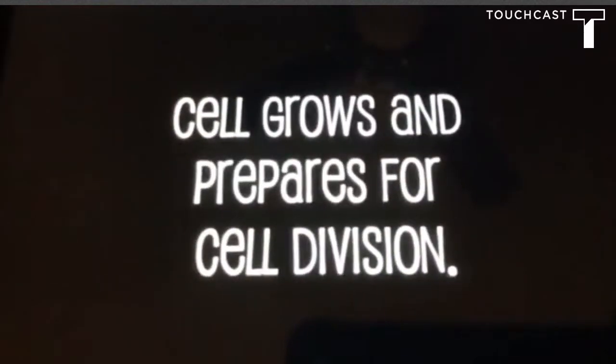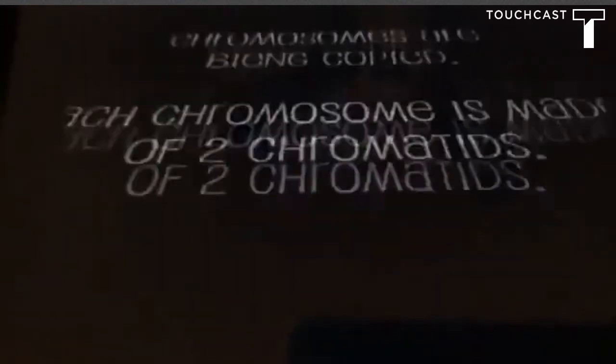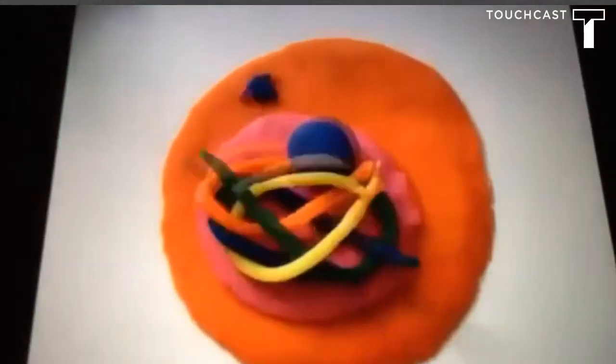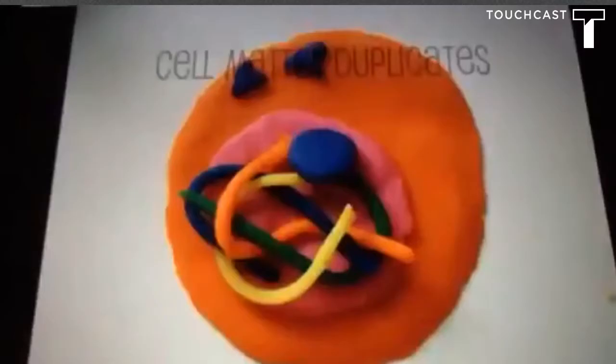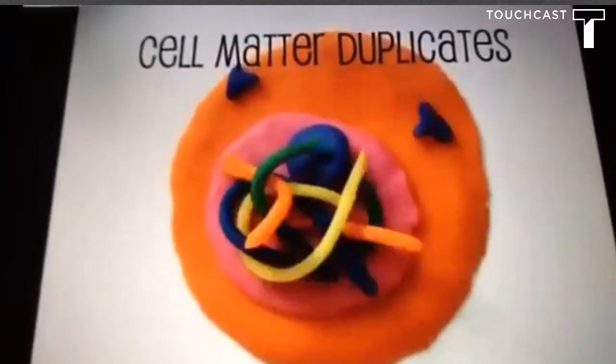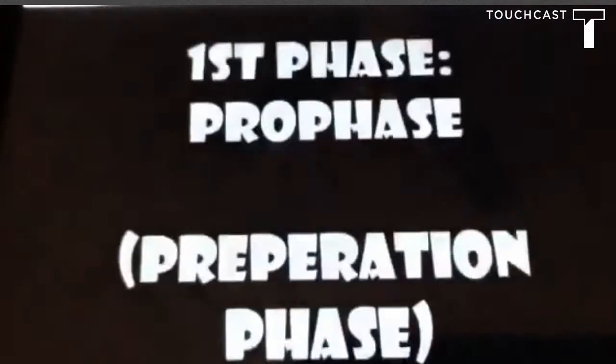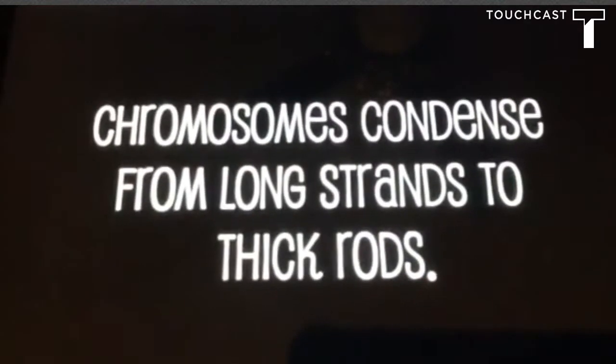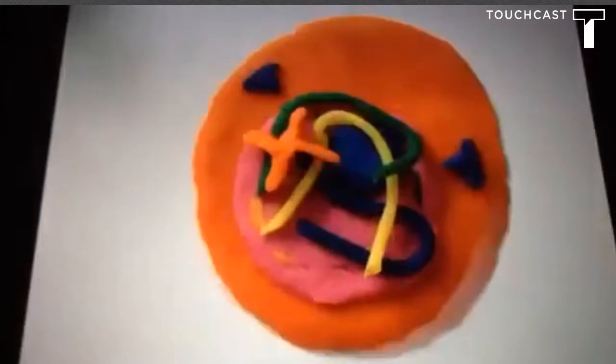The first stage is interphase. The cell grows, makes a copy of its DNA, and gets ready for cell division. The second stage is mitosis. The first phase in mitosis is prophase. The nucleus condenses to form chromosomes and the nuclear envelope breaks down.